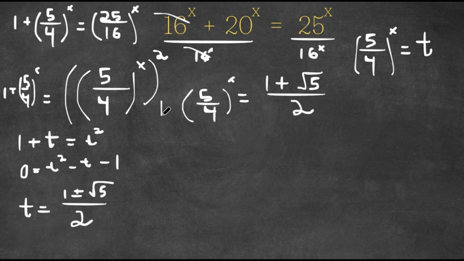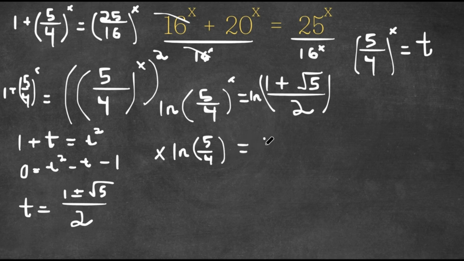Now, to solve this, I'm actually going to take the ln of both sides. So if I take the ln of both sides, well, now I could move the x to the front of the ln. So this would be x ln 5 over 4 is equal to ln 1 plus the square root of 5 over 2.